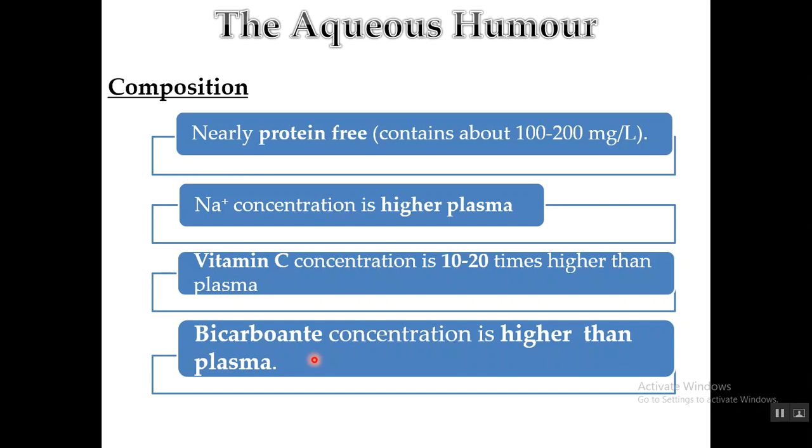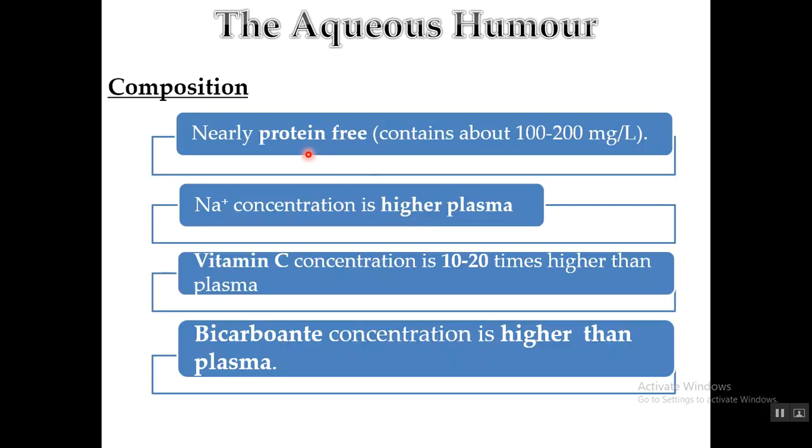avascular structures. What is meant by avascular structures? The structures which have no blood vessels, including the cornea, because the cornea and the lens are avascular structures. So the metabolism for these avascular structures is anaerobic, not aerobic, and this anaerobic metabolism produces what is called lactic acid. To neutralize the lactic acid, you need bicarb. So again, the aqueous humor is nearly protein free, has a high sodium, vitamin C is high, and bicarb concentration is high.